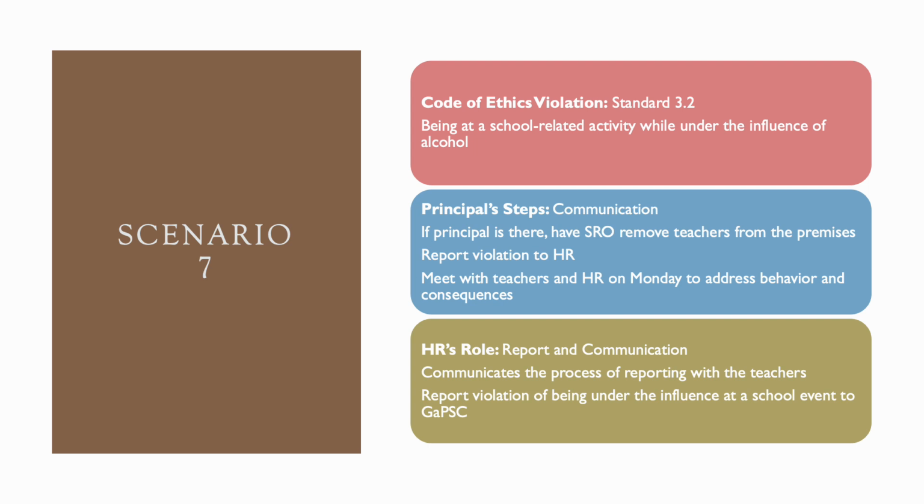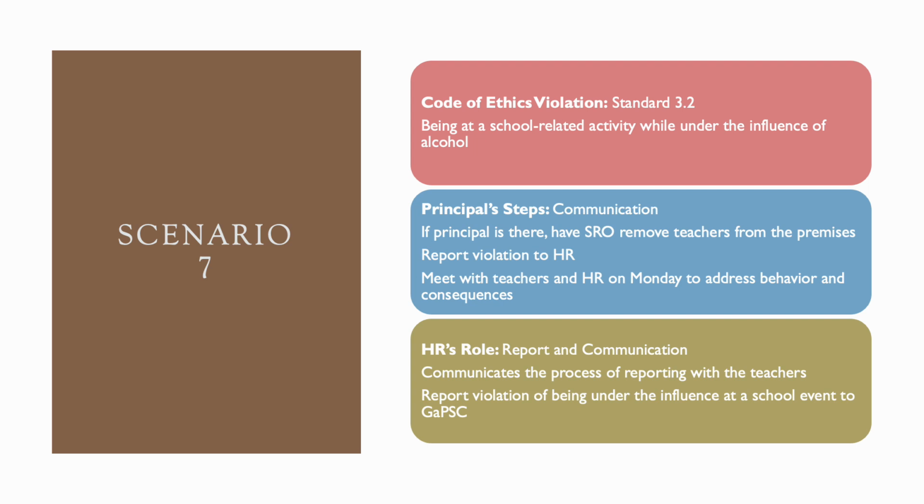In scenario 7, 2 teachers show up to a school-related event under the influence of alcohol. This is in direct violation to Standard 3.2. In this situation, it is interesting because in the standard, it explains that there are indicators of being under the influence, and it does not mention having the smell of being intoxicated, but it does, however, say including but not limited to.